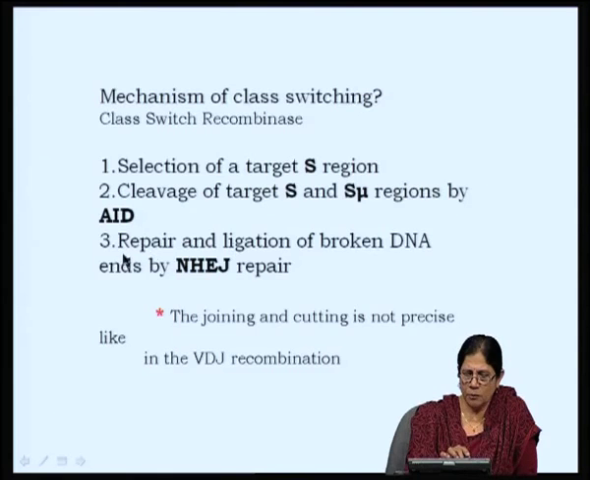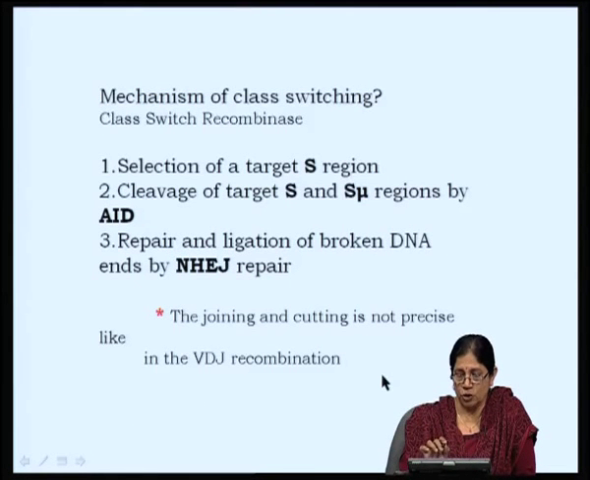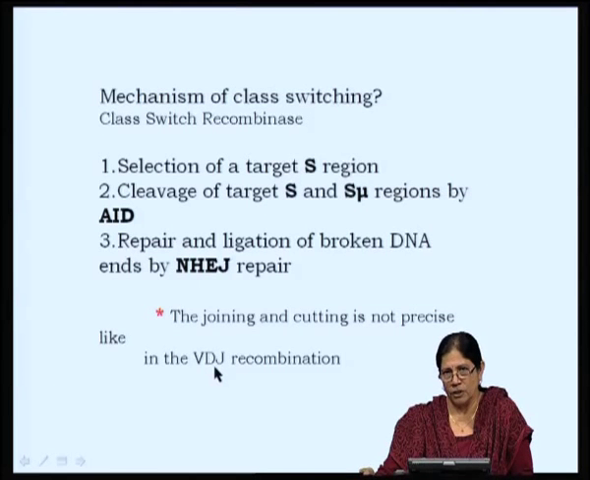The third sequence in this event would be after cleavage, repair and ligation of broken DNA ends by NHEJ, that is non-homologous end joining repair system. Again, I would like to say that the joining and cutting in case of the class switch recombinase is not precise, like happens in the VDJ.